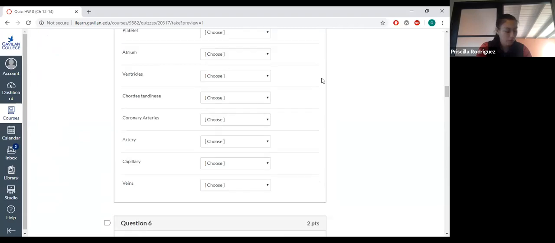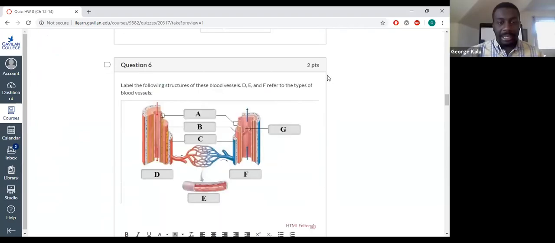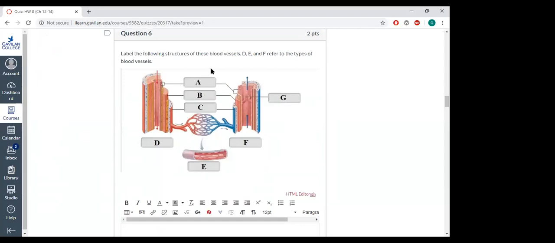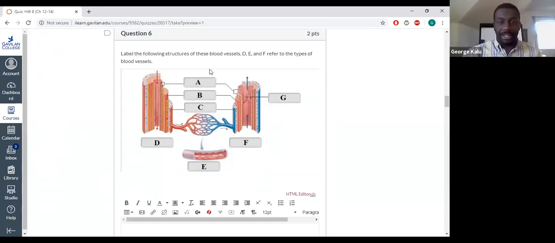All right, cool. So the next one, we'll go over this diagram here. We're looking at this first diagram. It says label the following structures of these blood vessels. D, E, and F refer to the types of blood vessels we're looking at. So we're starting with A. What part of the blood vessel does A refer to?